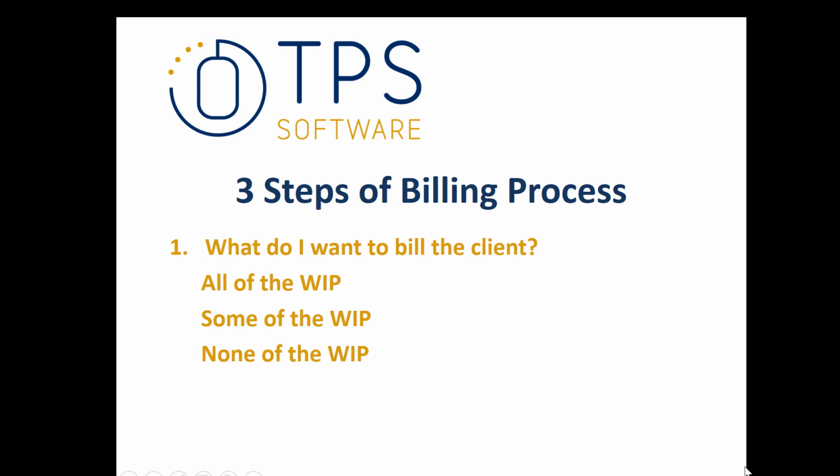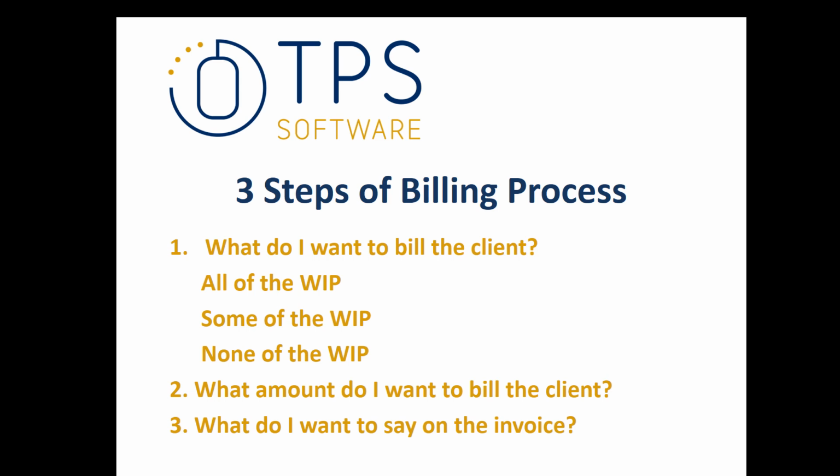Billing in TPS can be broken down to 3 simple steps. First, what do I want to bill the client? All of the WIP, some of the WIP, or none of the WIP? Second, what amount do I want to bill the client? And third, what do I want to say on the invoice?